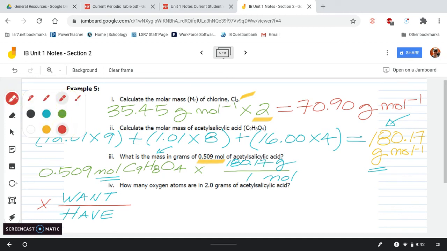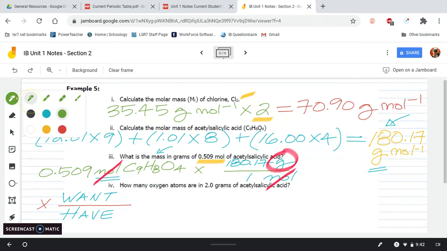Well, they're going to cancel. Moles are on top right here. This is the top. And then this is the bottom. So see, the moles cancel. The only unit we have left is grams. And that is exactly what we were looking for. And so now we can do the problem and we can get our answer.